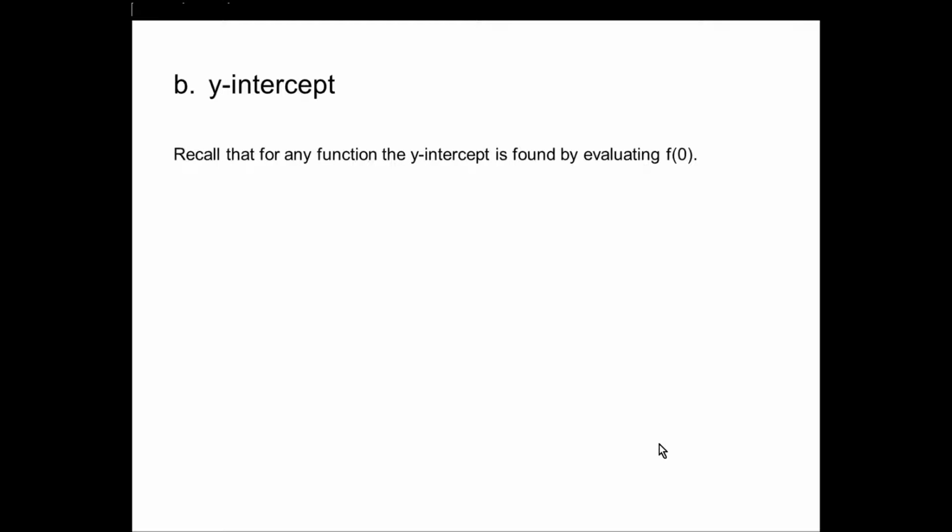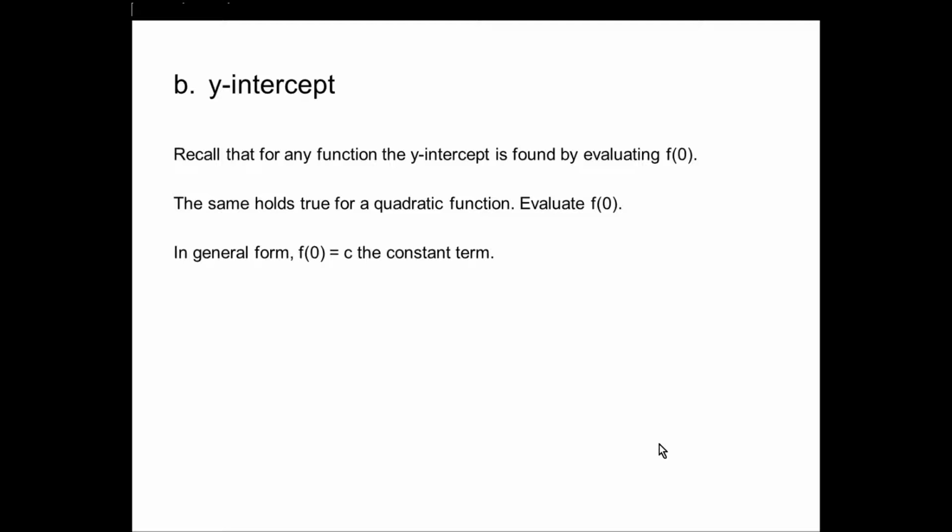The y-intercept. Okay, the y-intercept has to exist. For any function, the y-intercept is found by evaluating f of 0, no matter what the function is. Evaluate f of 0. The same holds true for a quadratic function. Just evaluate f of 0. In general form, f of 0 is equal to c, the constant term. That's in general form. In standard form, there's no easy statement to say other than it's f of 0. But remember, there has to be a y-intercept for a quadratic function. There has to be. Just because it doesn't appear on the graph doesn't mean it's not there. Okay, it's just too high or too low.